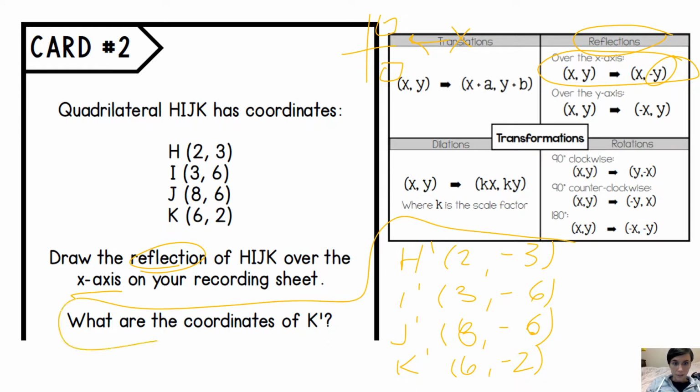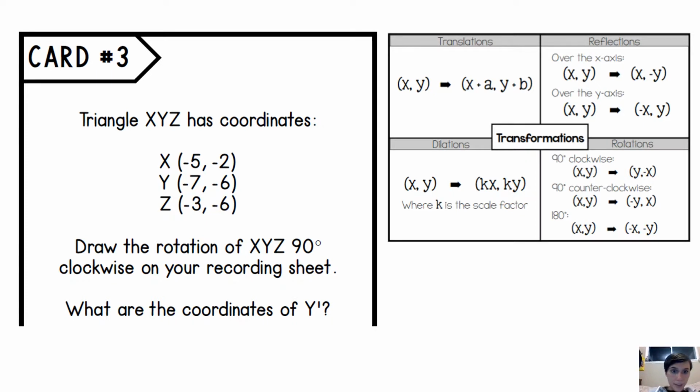So here are the answers. It only wants to know k. That would be the new coordinate for k. Remember, when you're flipping over the x-axis, you change the signs of the y.